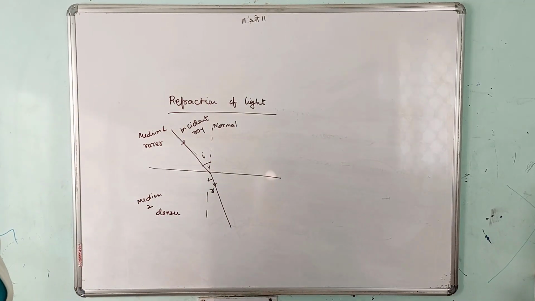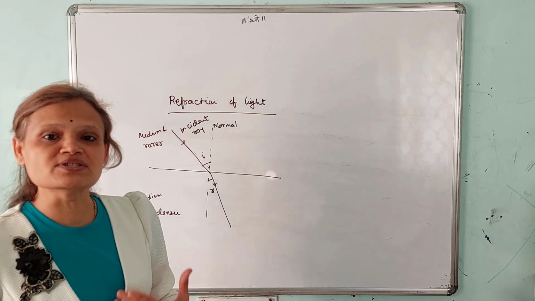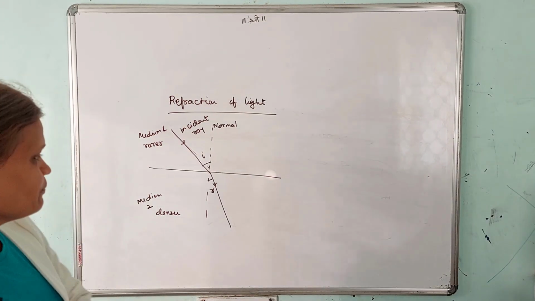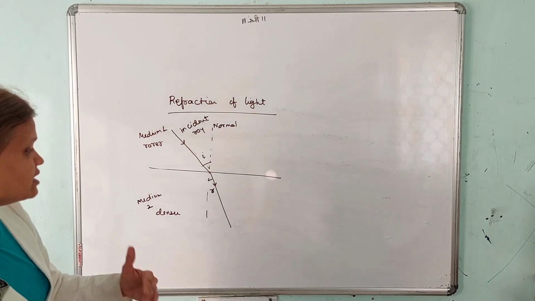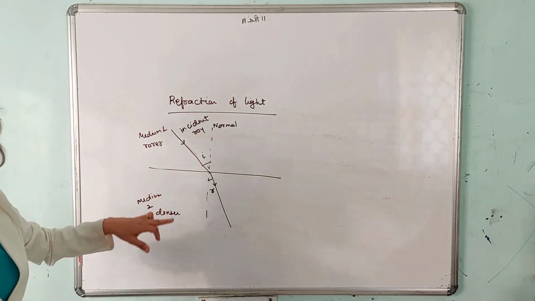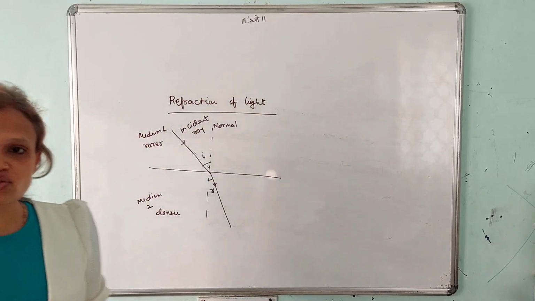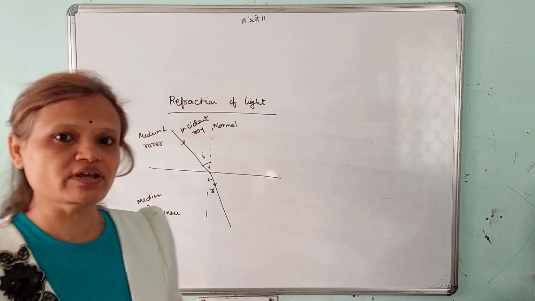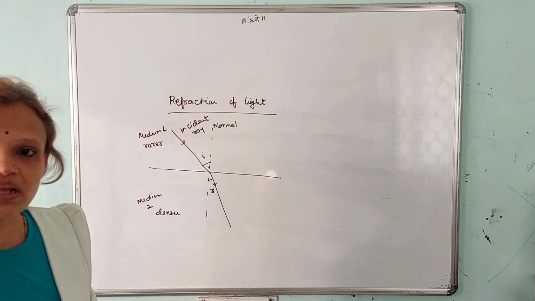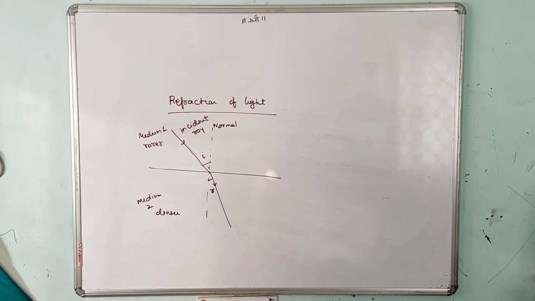Because when the medium is changed, suppose from rarer to denser, in the denser medium the speed becomes less. So there is bending. But where is the bending? Bending is towards the normal. And if it is opposite, denser to rarer, if a ray of light is going from a denser medium to a rarer medium, then also there is bending, but it will be away from the normal.